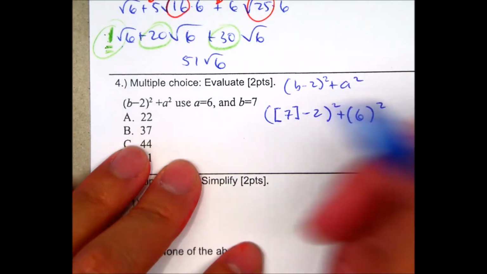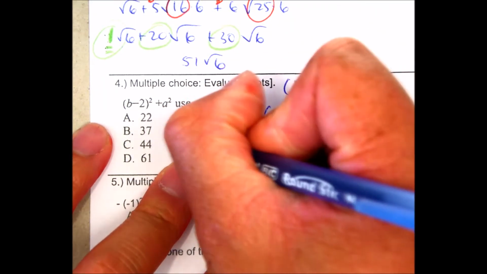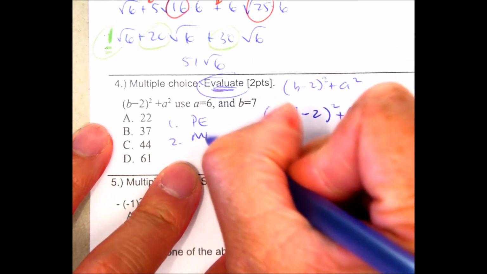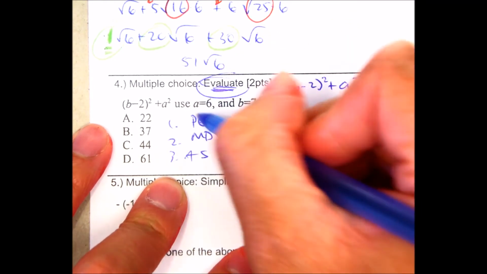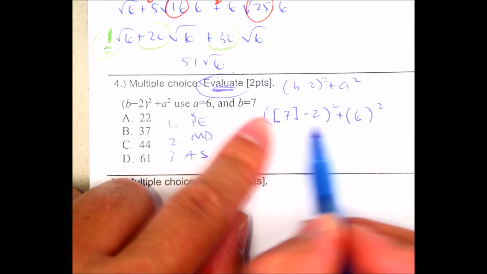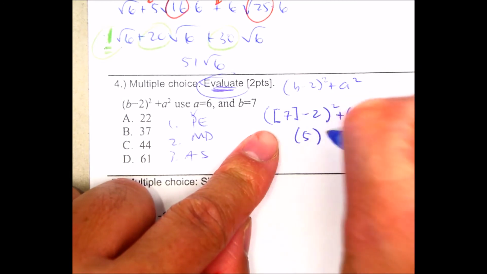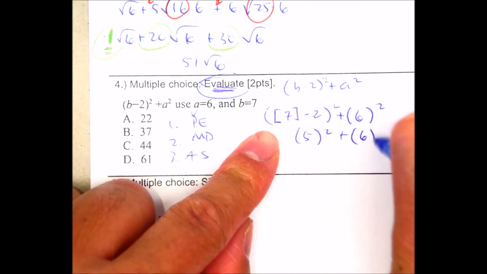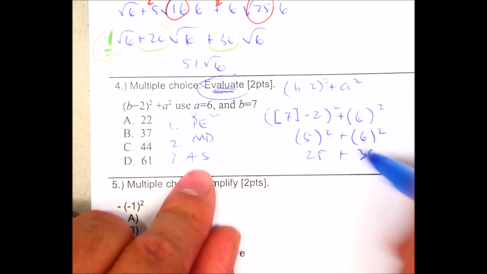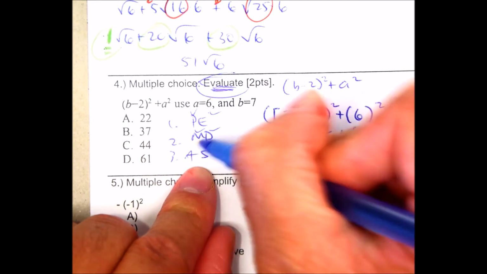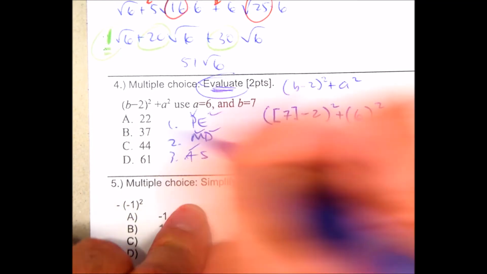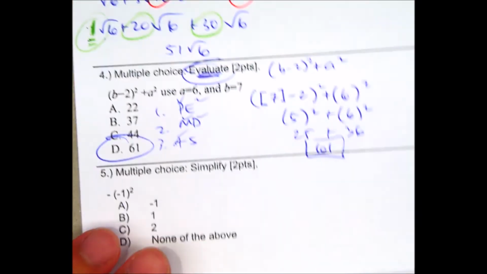And in this problem, I'm going to choose PEMDAS because I need to evaluate, which this should be a hint, that is to substitute and simplify. So I'm going to do the innermost grouping symbol. So in here, this would be 7 minus 2, which is 5. And then I'm going to do the exponents, so this would be 25 plus 36. No multiplication, no division, and then addition. So if I add those together, I get 61 is my answer. So that would be their choice D.